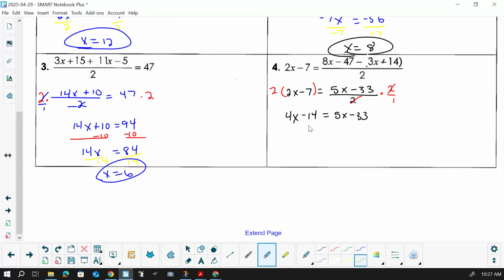And then we're going to subtract 4x from both sides. And while I'm at it, I'm going to go ahead and add 33 to both sides. And then we're going to work it out here. 4x minus 4x is 0. Negative 14 plus 33 is 19. 5 minus 4 is 1, x. And that's it. X equals 19.